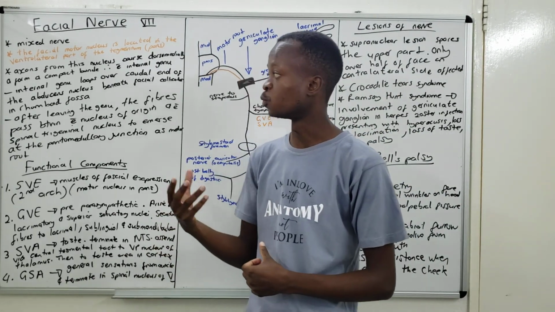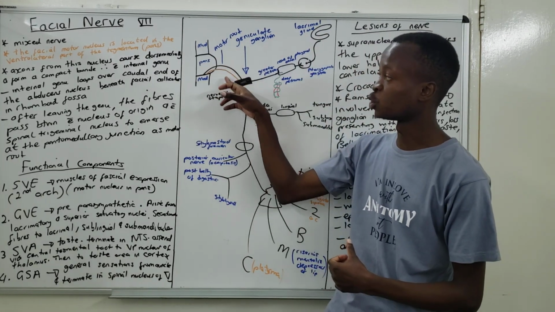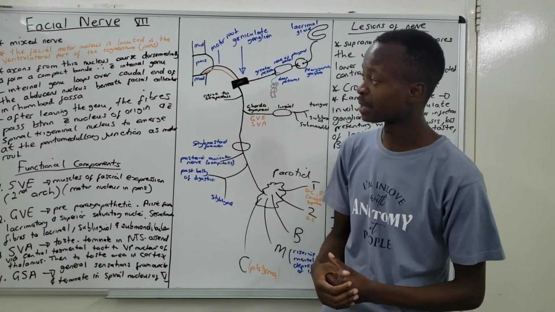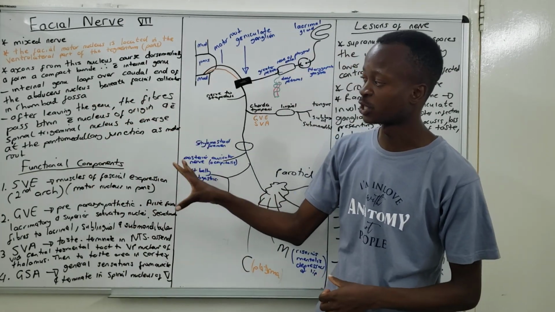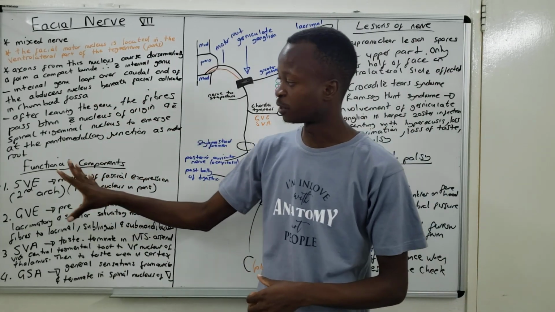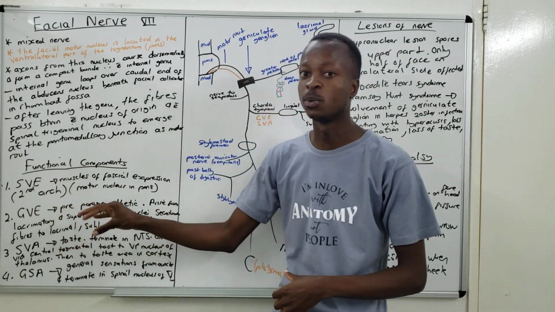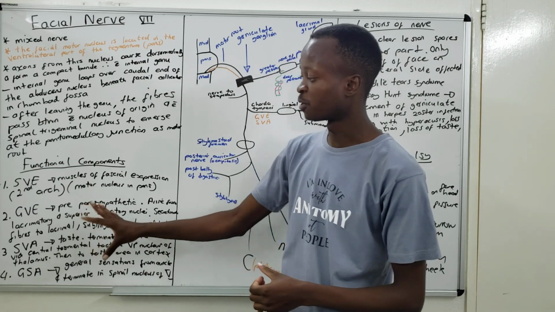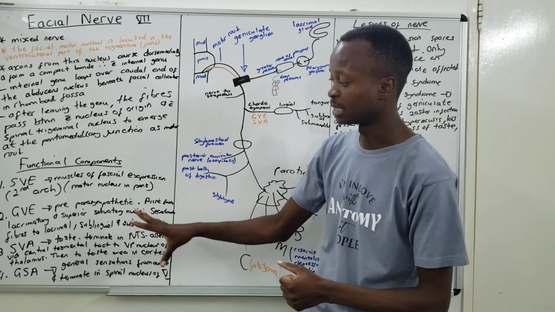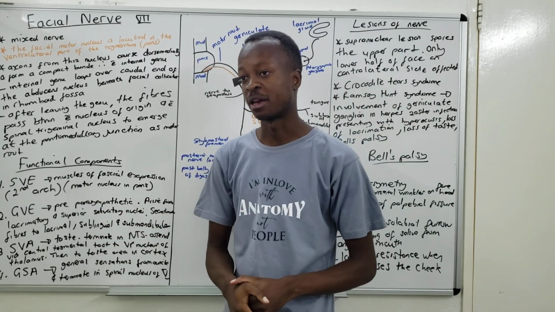Of note, the two roots are actually going to be different, as I'm going to show on the diagram on the subsequent page. Right. So the facial nerve is going to have four functional components. We're going to have special visceral efferent fibers. Then we're also going to have general visceral efferent fibers. Then we have special visceral afferent fibers as well as the general somatic afferent fibers.